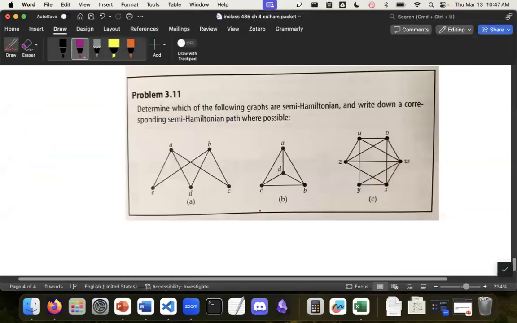So we skipped problem 10, and now that we know semi-Hamiltonian, again in your groups, try and figure out which of these is semi-Hamiltonian, and I would like to know the path if it is.